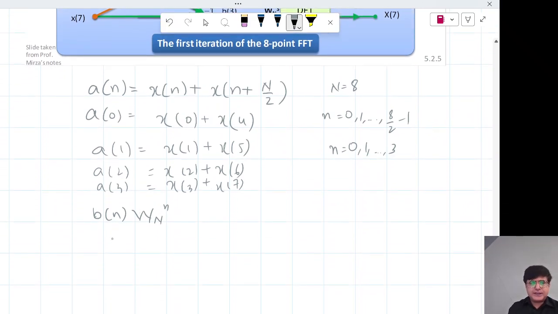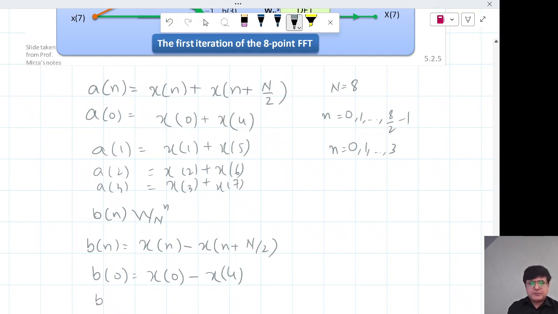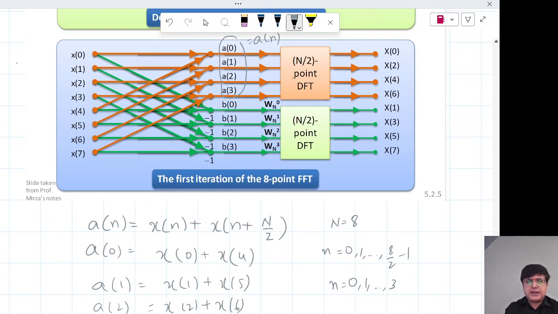So what is sequence b of n? B of n is just x of n minus x of n plus big N over 2. So that means b of 0 is just x of 0 minus x of 4. b of 1 is x of 1 minus x of 5 and so on and so forth. Clear? Now here let us see if that is indeed the case.